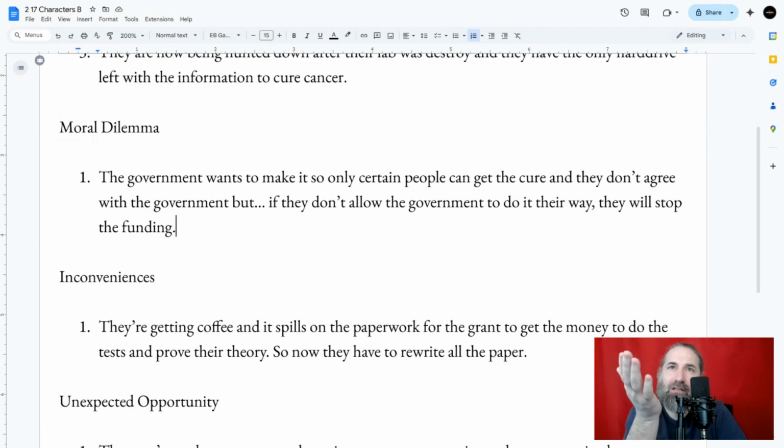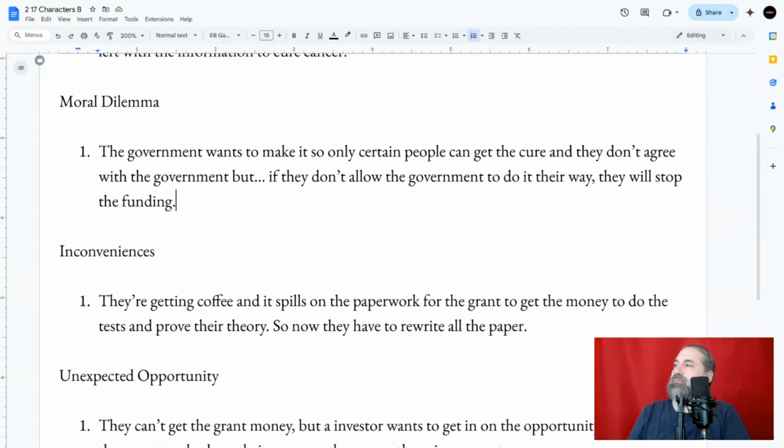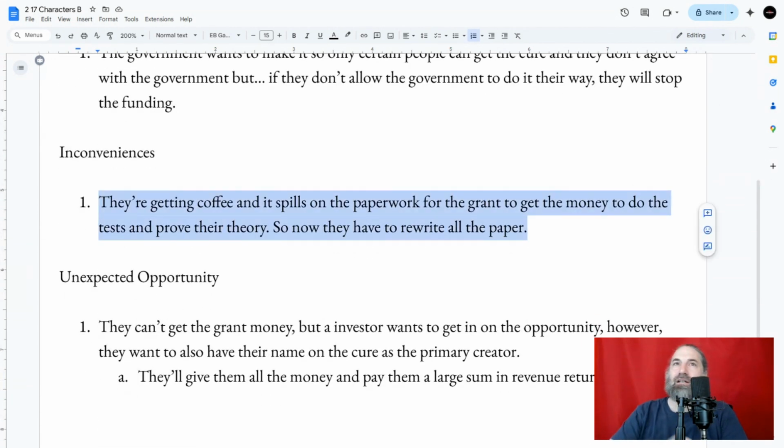Same thing with the inconveniences. It's a simple inconvenience, but are they frustrated? Do they feel defeated? Do they go, all right, maybe this is the fates telling me this isn't really my direction. This is life telling me I shouldn't do this. I'm wasting my time. I'm not going to get the grant anyway. Right? Or are they like, oh, I'm so glad I have a backup. Right?